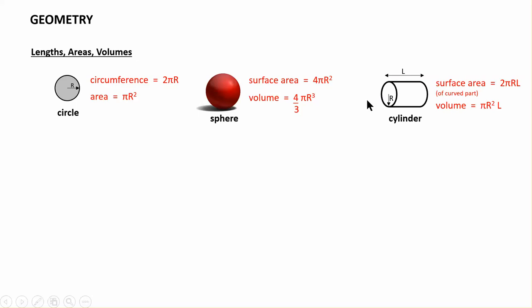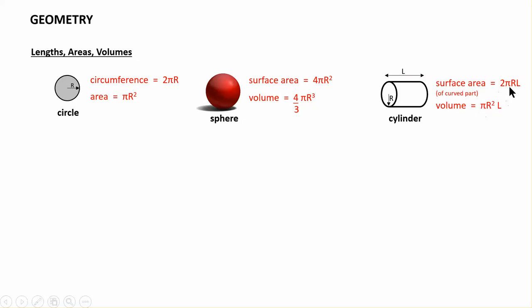Let's consider a cylinder. Suppose I have a cylinder of radius r and of length L. Then the surface area of that cylinder, and by surface area I mean the area of the curved part of the cylinder, not this front face or the back face, but rather this curved part, is given by 2 pi r times the length of the cylinder. The volume enclosed by this cylinder is given by pi r squared times L.